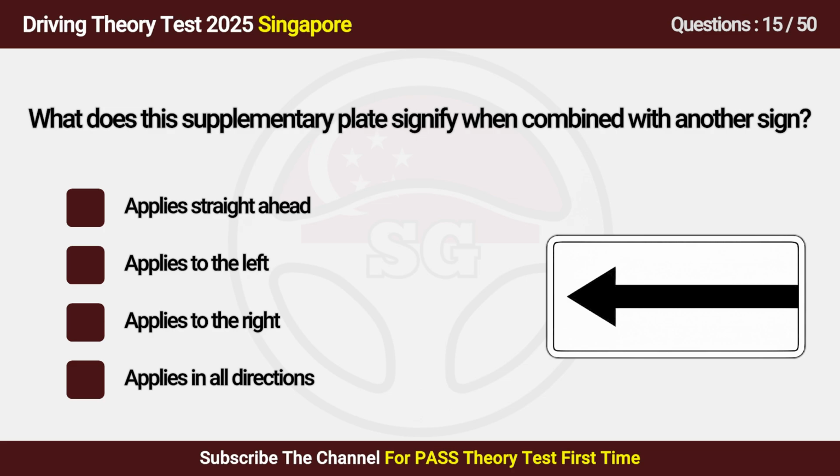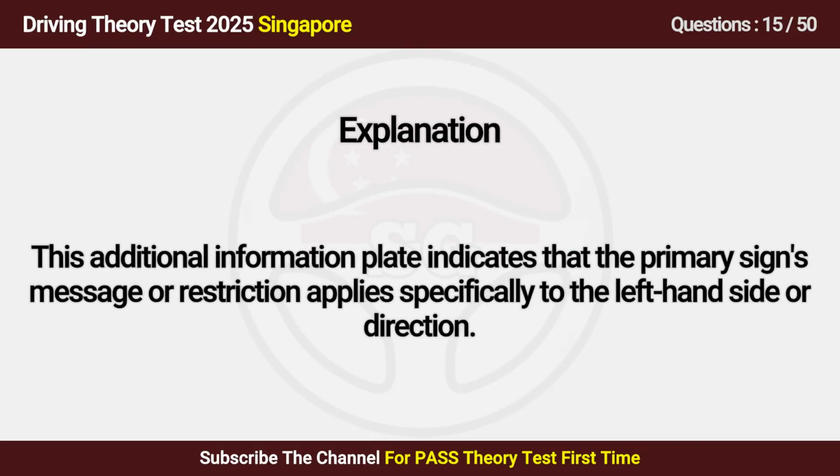Question 15. What does this supplementary plate signify when combined with another sign? A. Applies straight ahead. B. Applies to the left. C. Applies to the right. D. Applies in all directions. Answers is B. Applies to the left. This additional information plate indicates that the primary sign's message or restriction applies specifically to the side or direction.